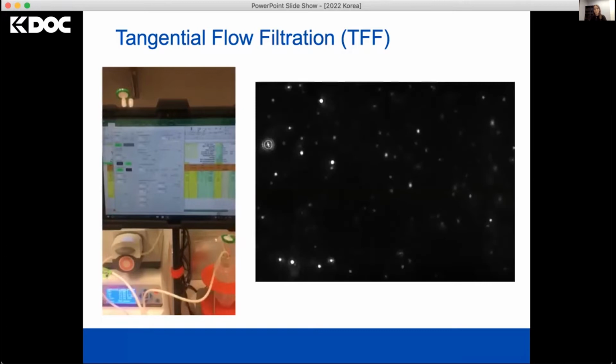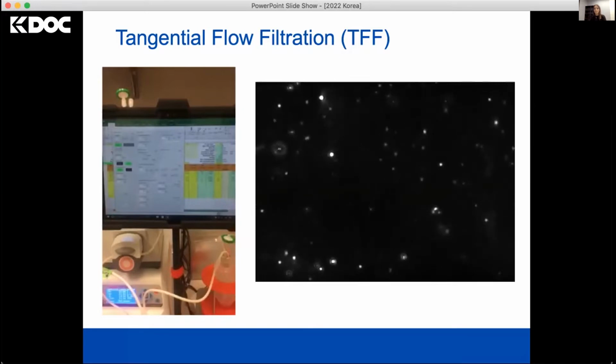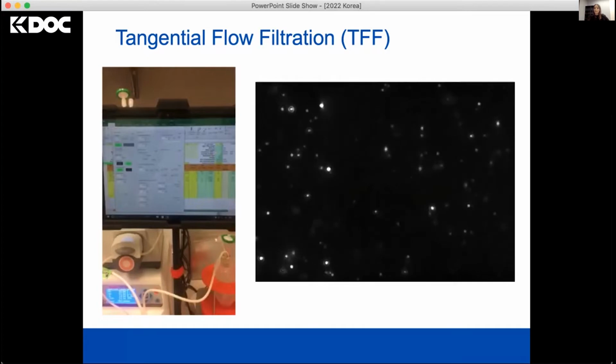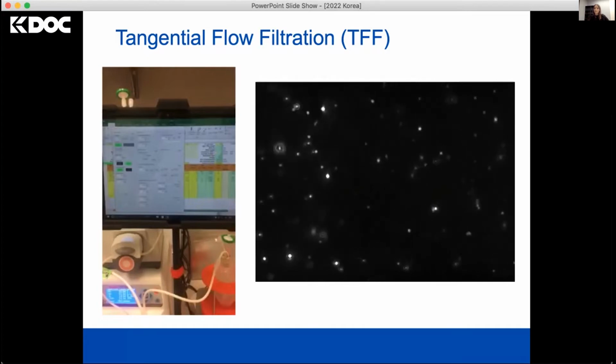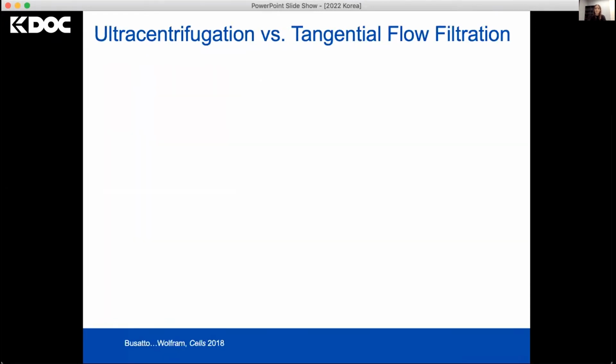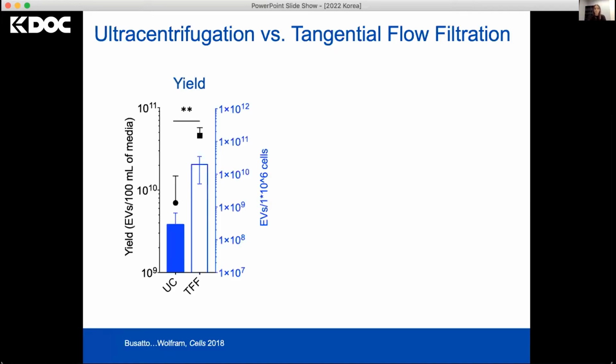And so then we use nanoparticle tracking analysis, like most labs do, for the analysis. And of course, the software here is able to analyze this video and tell us the size distribution and concentration. So back in 2018, Dr. Busato, a postdoc in the lab, compared ultracentrifugation, the most common method for extracellular vesicle isolation, to our method of tangential flow filtration with the same starting material.